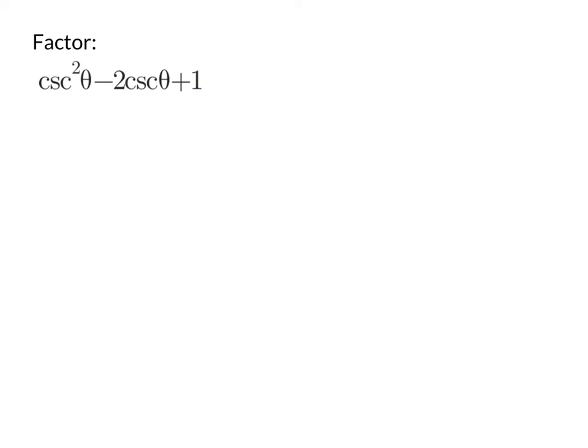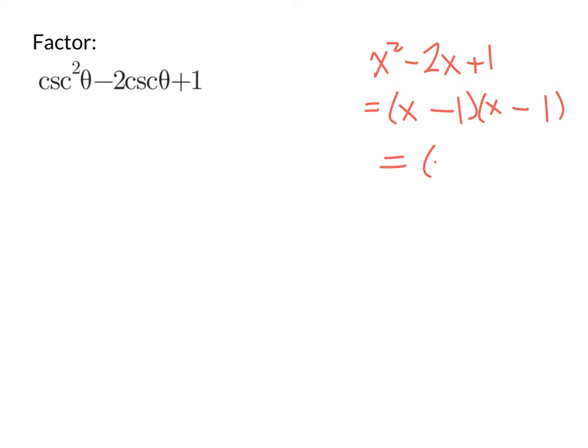Here's one that looks a little messy, cosecant squared of theta minus 2 cosecant of theta plus 1. If we rewrite this as something simpler, like x squared minus 2x plus 1, thinking back to our Algebra 2 days, we would just factor this as x, and then we factor the 1 into 1 and 1, and we're trying to make negative 2x, so both of them would have to be minus. Since we have 2 factors that are the same, this is x minus 1 squared.